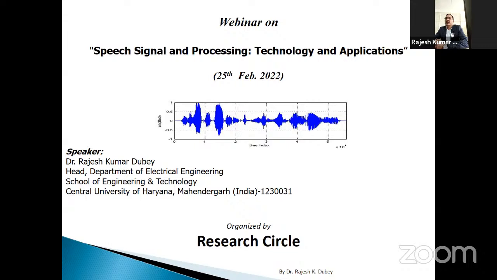We'll see here and try to understand what the speech signal is, what the processing techniques are, what tools we are using, and then what the technology and applications are that we have to speak about. Okay, that will start.